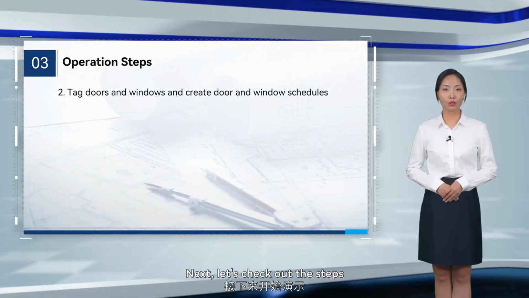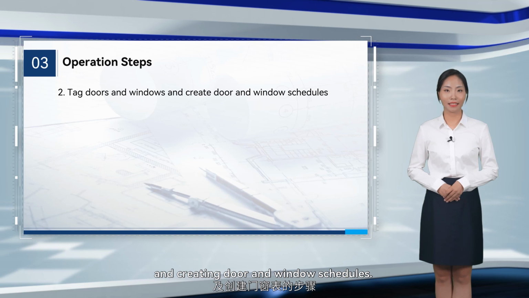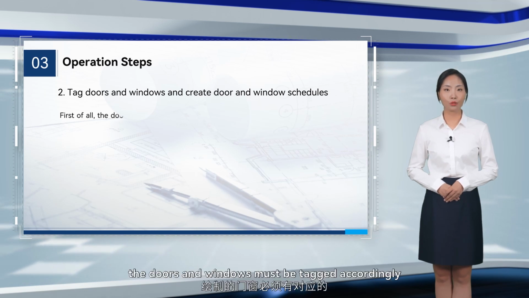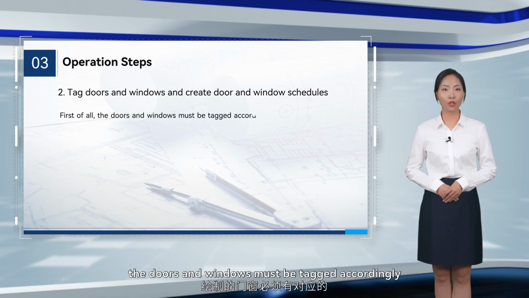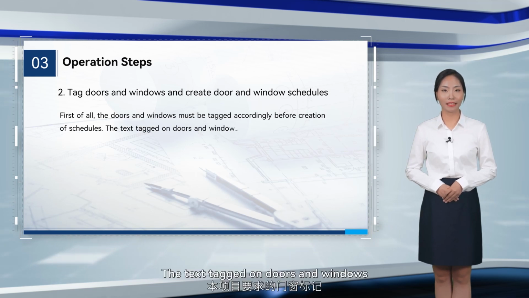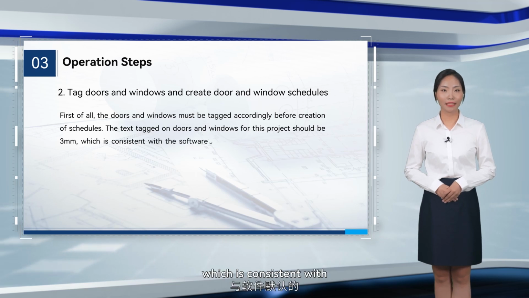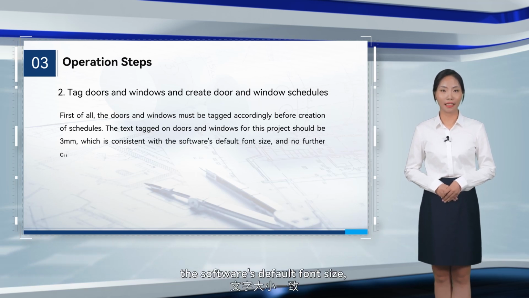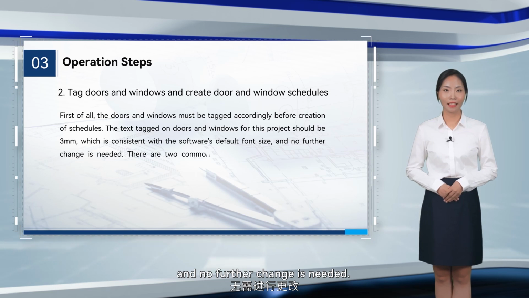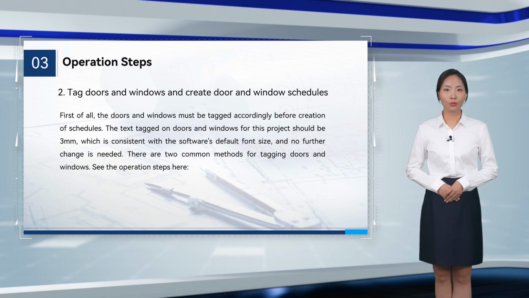Next, let's check out the steps for tagging doors and windows and creating door and window schedules. First of all, the doors and windows must be tagged accordingly before creation of schedules. The text tagged on doors and windows for this project should be 3 mm, which is consistent with the software's default font size, and no further change is needed. There are 2 common methods for tagging doors and windows.